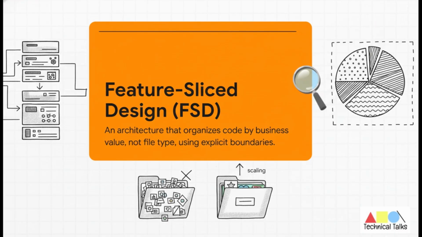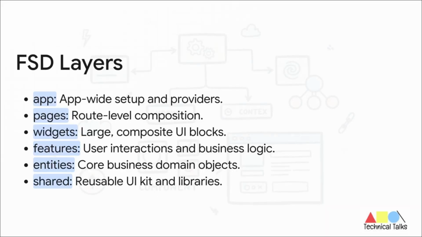Well, a really popular one gaining a lot of traction is called Feature Slice Design, or FSD. The core idea is simple but powerful. Instead of organizing your files by type, like having a components folder and a hooks folder, you organize your code by business features. This makes your code base so much more modular and way easier to scale. And FSD does this with a really smart layered system.